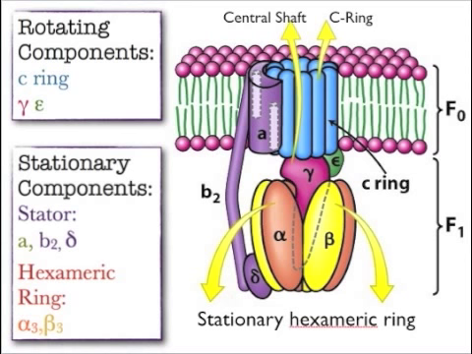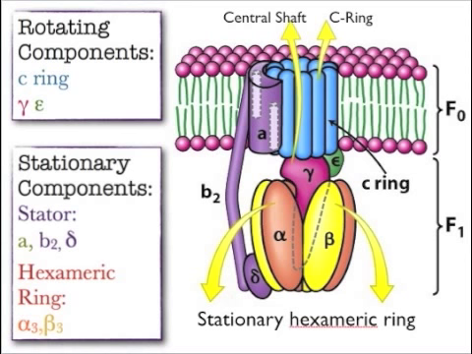And so there are two different types of components in ATP synthase, those that rotate and those that don't. The rotating components are the C ring and the gamma and epsilon region of the stalk, whereas the stationary components are the stator. This is comprised of A, B2, and delta subunits, and the alpha3 beta3 hexameric ring also is stationary, and this is because the stator is keeping it still.